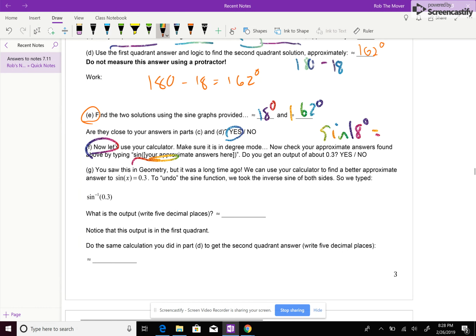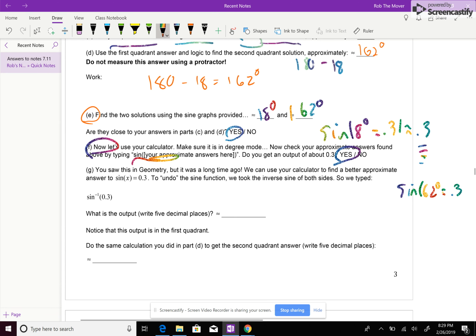Sine of 18 degrees is 0.309. If I approximate to the nearest hundredth, it'd be 0.31. If I approximate to the nearest tenth, it is 0.3. A pretty good approximation, right? What about the sine of 162? If I plug that in, sine of 162 is also the same number, 0.309 something. So rounded to the nearest tenth, 0.3. Yes, we're getting approximately the same answer.